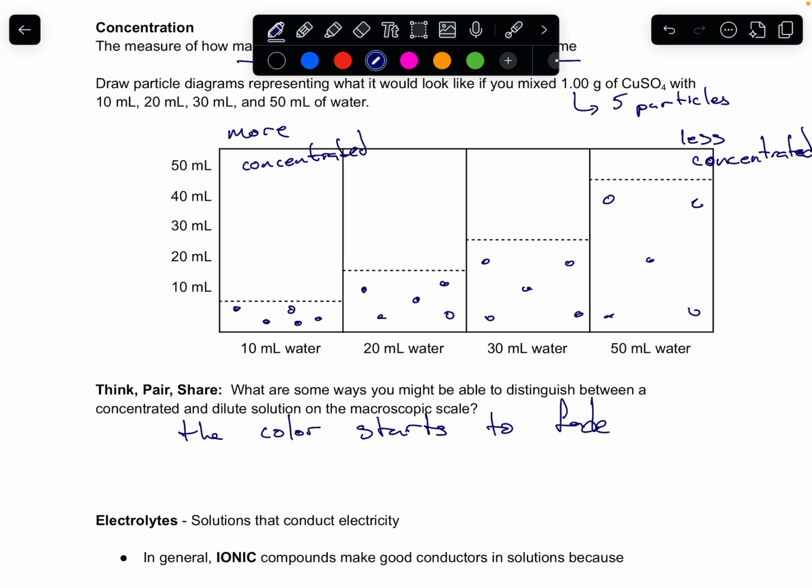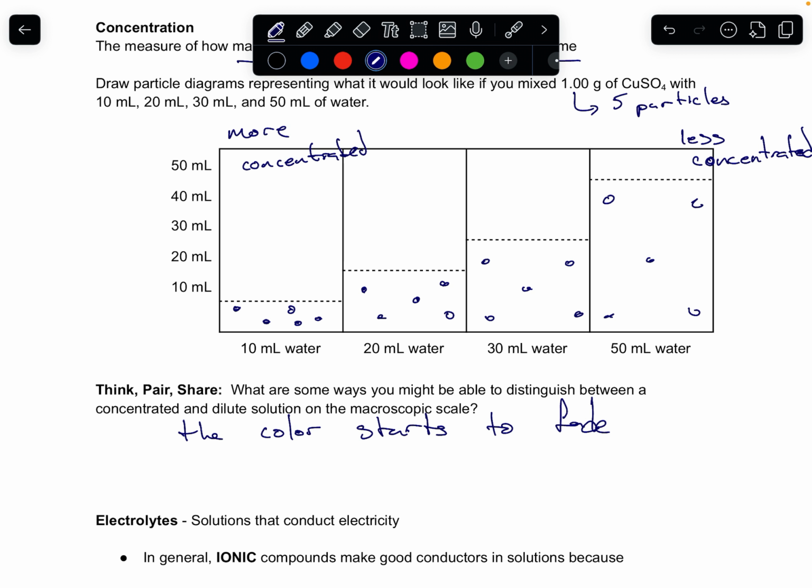And eventually, if you started with a glass of water and had enough water to fill up a swimming pool, that might be so much water that the blue color more or less disappears. All those particles are still in there, it's just that now they're so far spread apart that we can't really tell that the color's in there. So concentration is all about how closely compacted together those solute particles are.